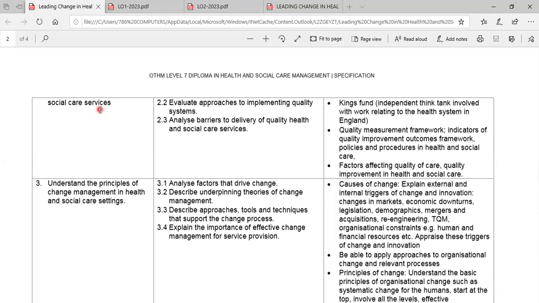Yes, perfectly explained. So we'll talk about certain factors that would drive change, certain external and internal triggers of change and innovation. So the change in markets, the economy: what happened with COVID-19? The economy went crazy, obviously.